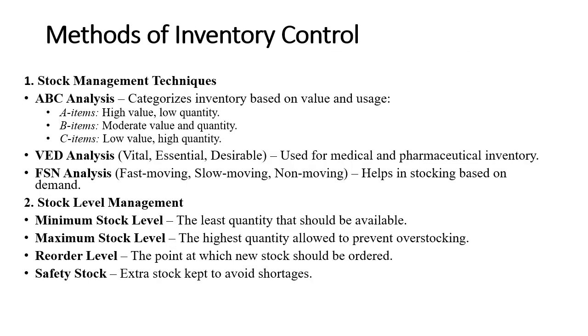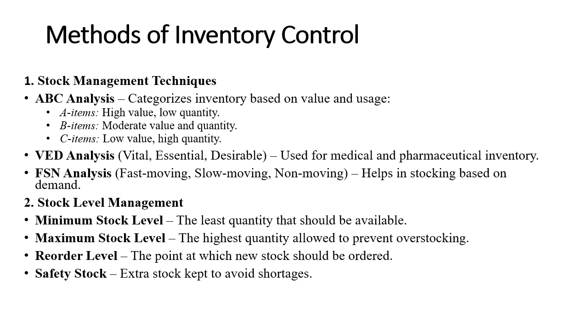Methods of inventory control. First one is stock management techniques, that is ABC analysis. It will categorize inventory based on value and usage. A items mean high value, low quantity. B items mean moderate value and quantity. C items mean low value, high quantity. VED analysis. VED full form is vital, essential, and desirable. It is used for medical and pharmaceutical inventory. FSN analysis, that is fast moving, slow moving, and non moving, helps in stocking based on demand.